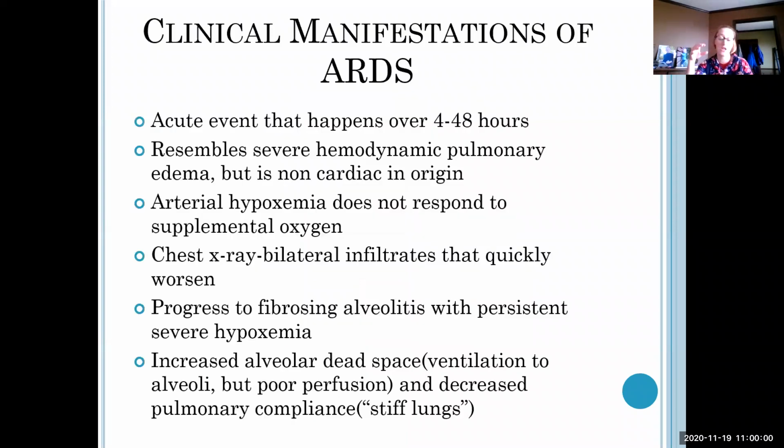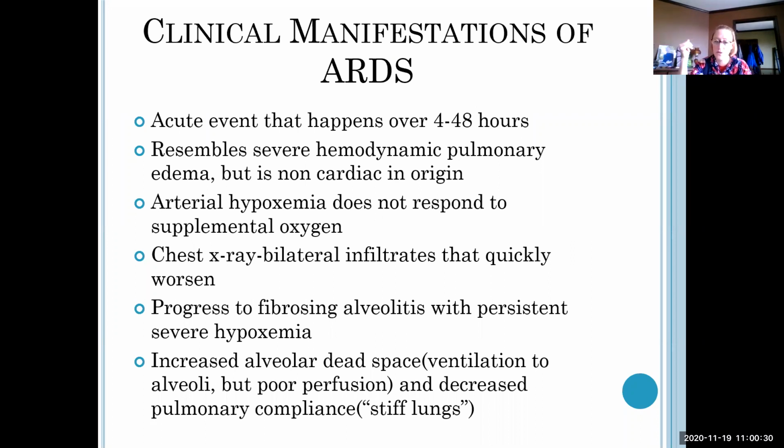It usually is an acute event that happens over 4 to 48 hours. It can resemble hemodynamic pulmonary edema, but it's non-cardiac in origin. So they have that chest whiteout that looks like it could potentially be pulmonary edema, but you check the BNP to make sure it's not cardiac in origin. And then that arterial hypoxemia doesn't respond to oxygen.